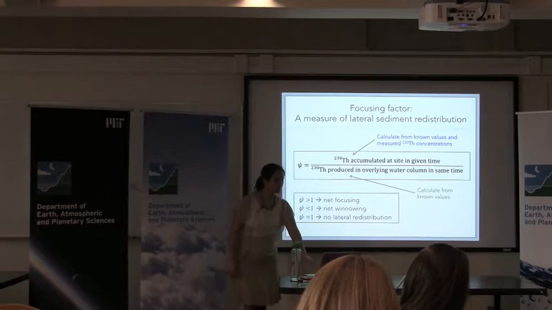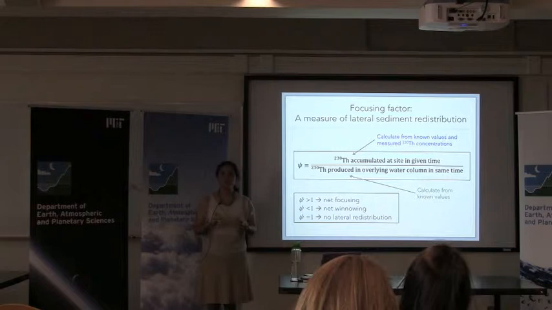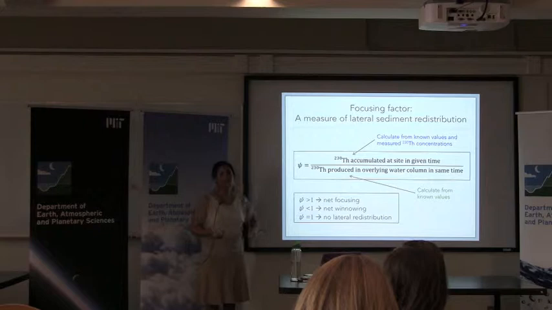A focusing factor that's greater than 1 would imply net focusing, meaning net sediment coming into the site, and a focusing factor that's less than 1 would imply net winnowing, or sediment being removed from the site. If it's equal to 1, it implies that there's no lateral redistribution and it's all coming in vertically.